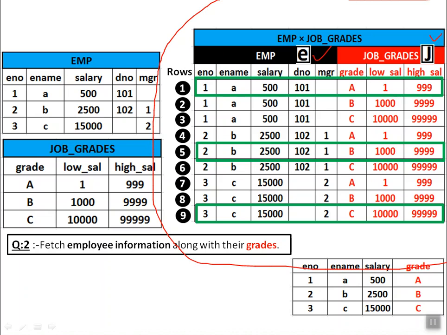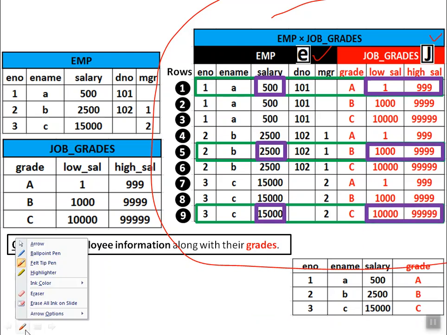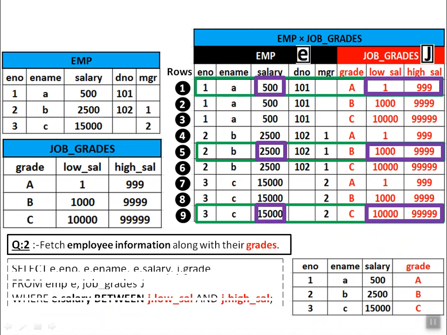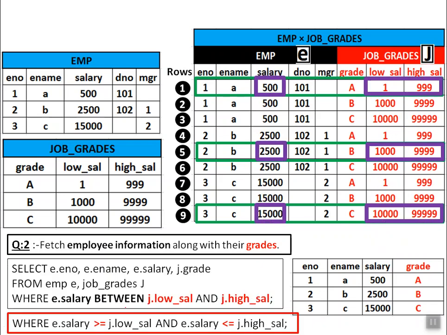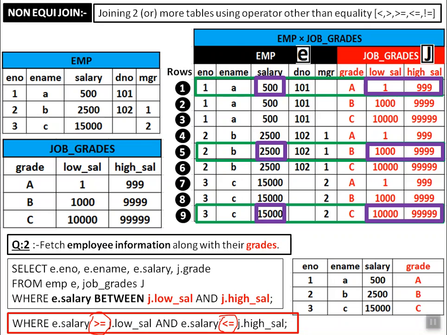Please consider this as a single table. What is the condition? E.salary between J.low and J.high. Either you can write between, or you can write E.salary greater than or equal to and less than or equal to. Here conditions other than equality are used, maybe greater than or equal to, less than or equal to, not equal to, whatever condition you use, that kind of join will be a non-equijoin. Joining two or more tables using an operator other than equality is called a non-equijoin.